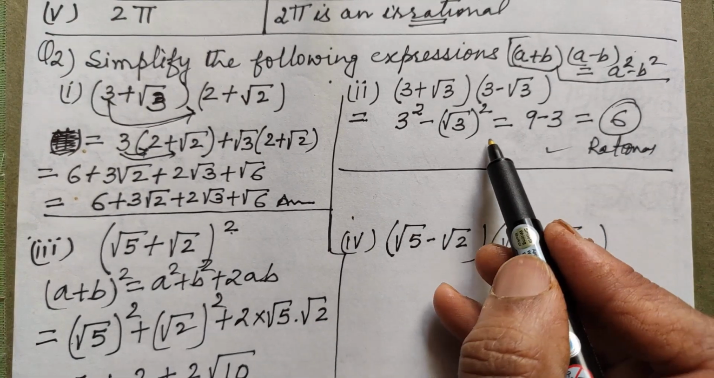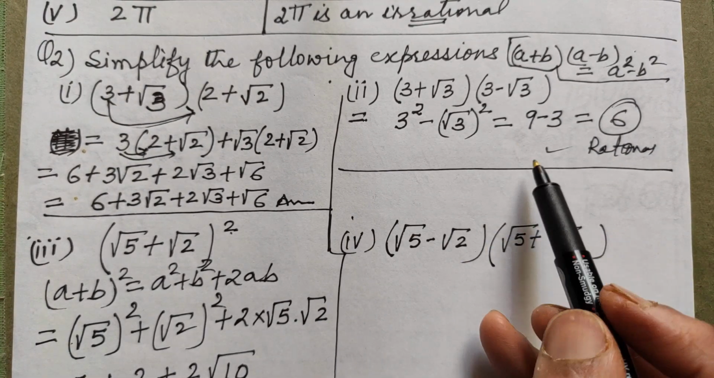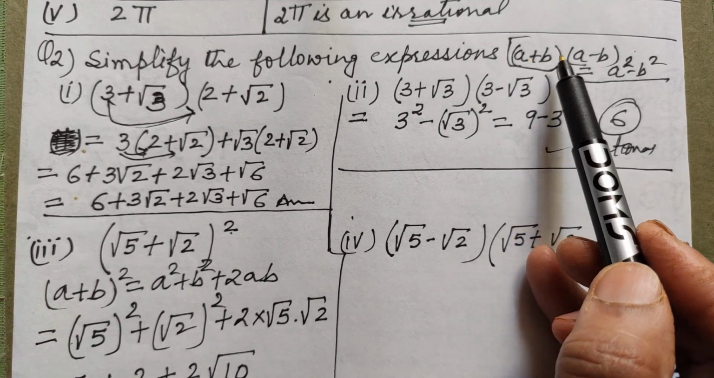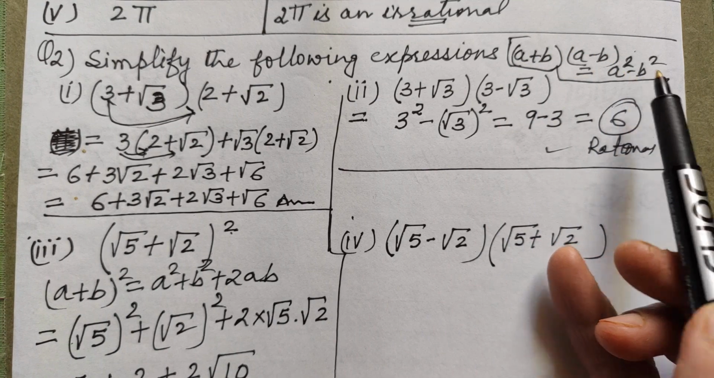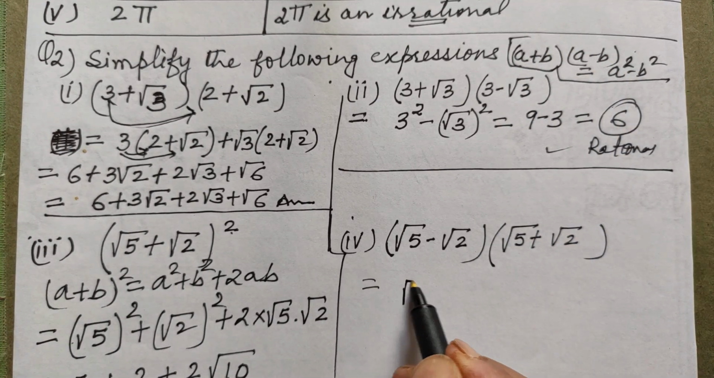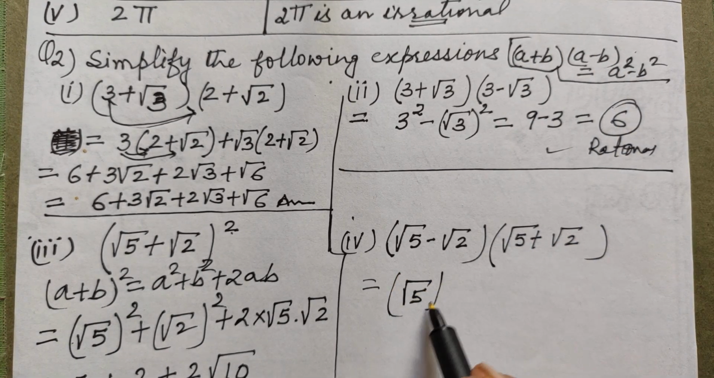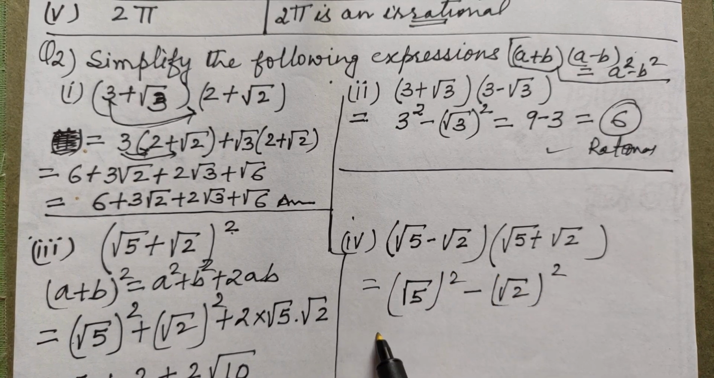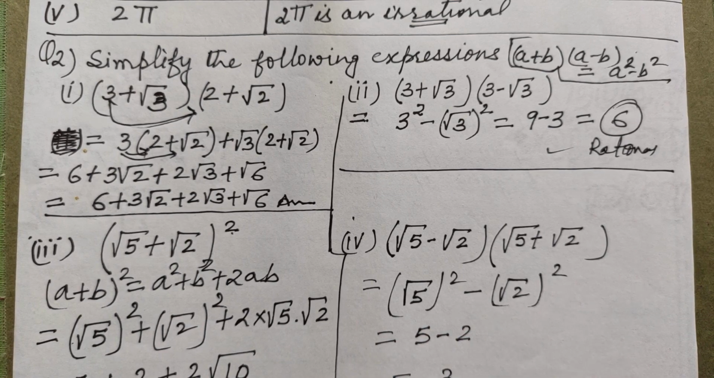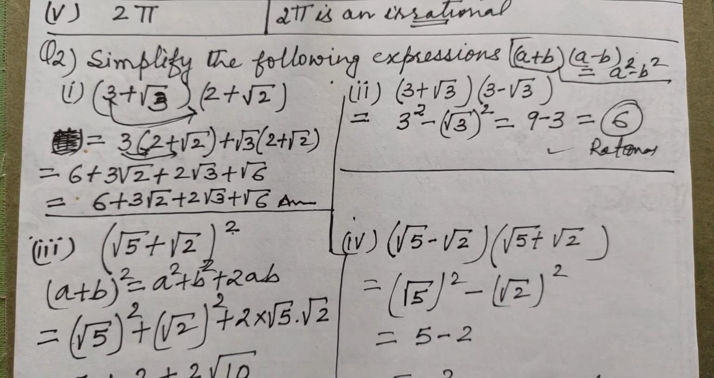Again, the use of similar identity. Apply the identity. A plus b into a minus b is always equals to a square minus b square. So this can be written as root 5 whole square minus root 2 whole square. Simplify. 5 minus 2, which is 3, which is a rational number. So this is your final answer.